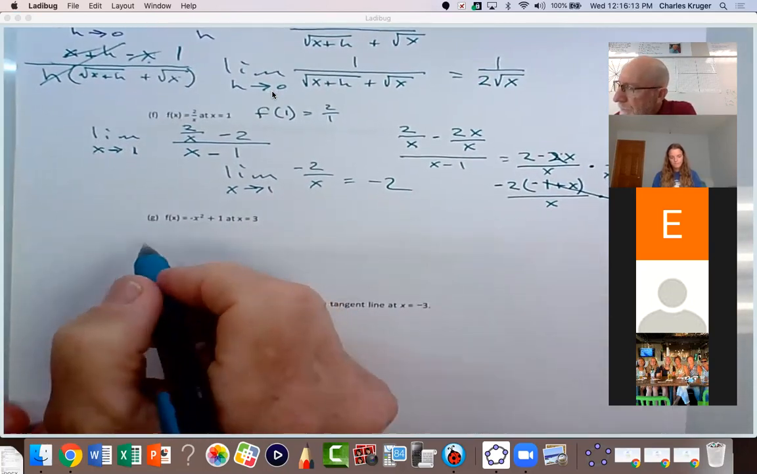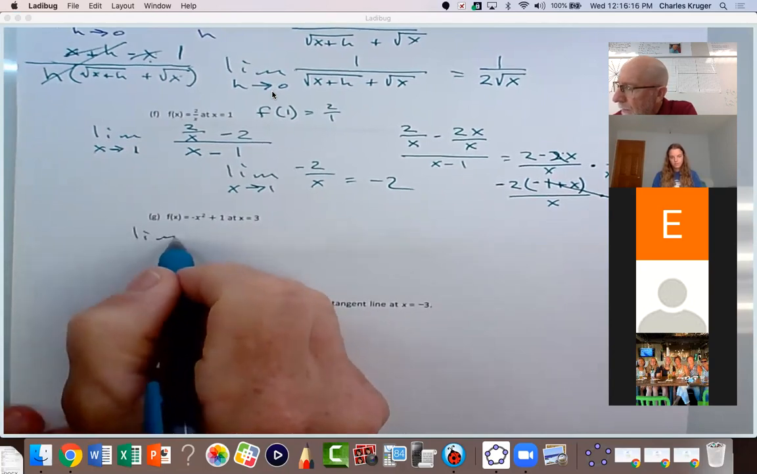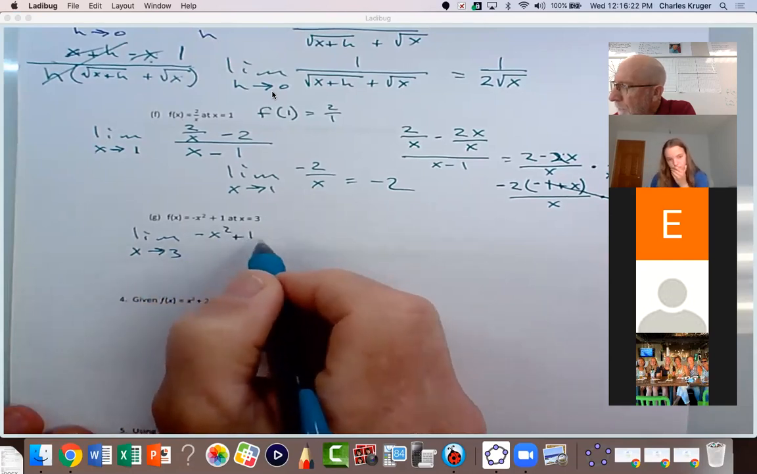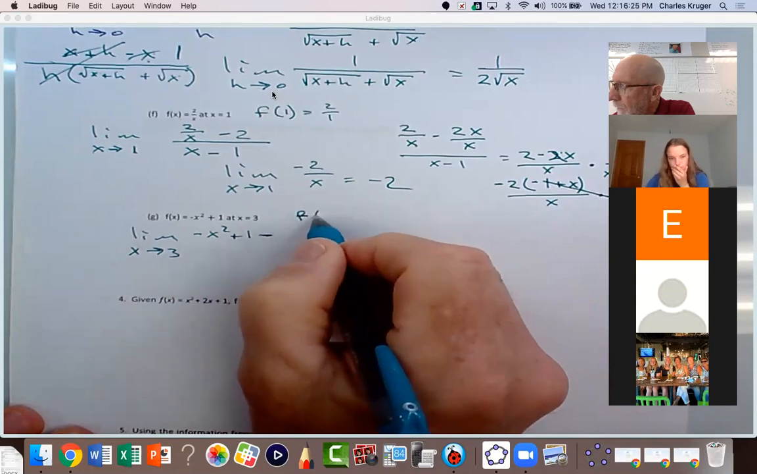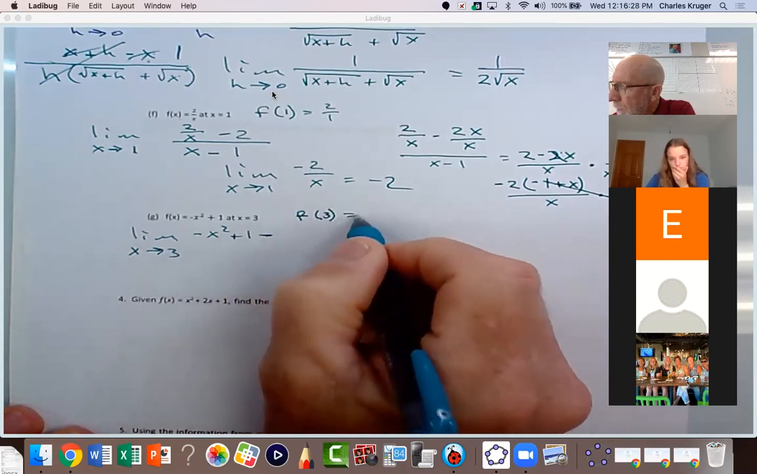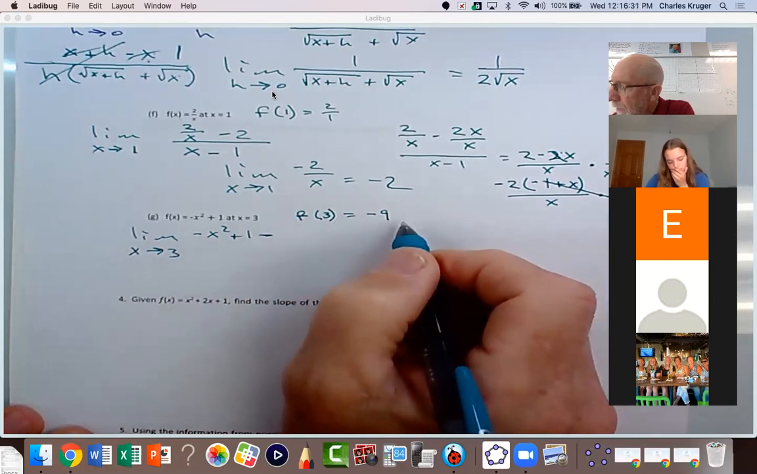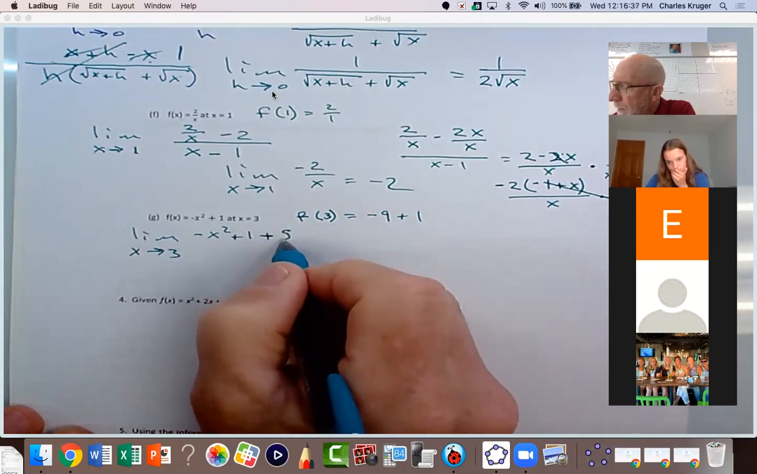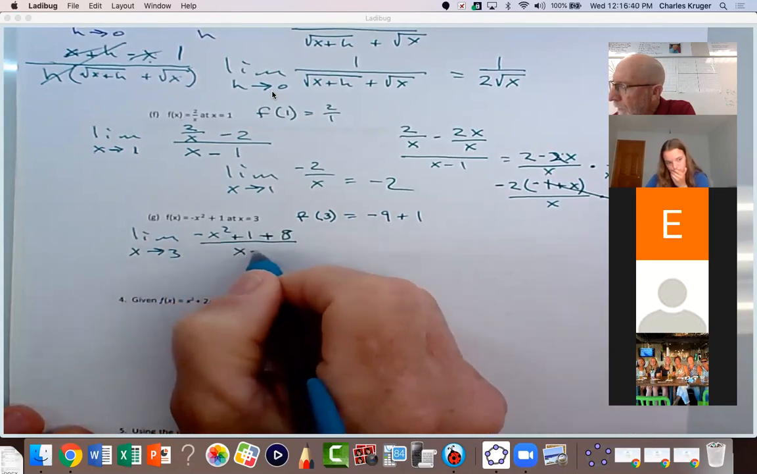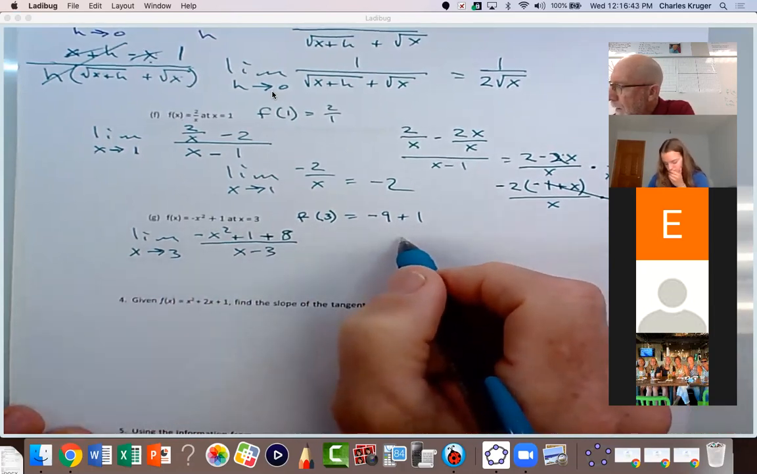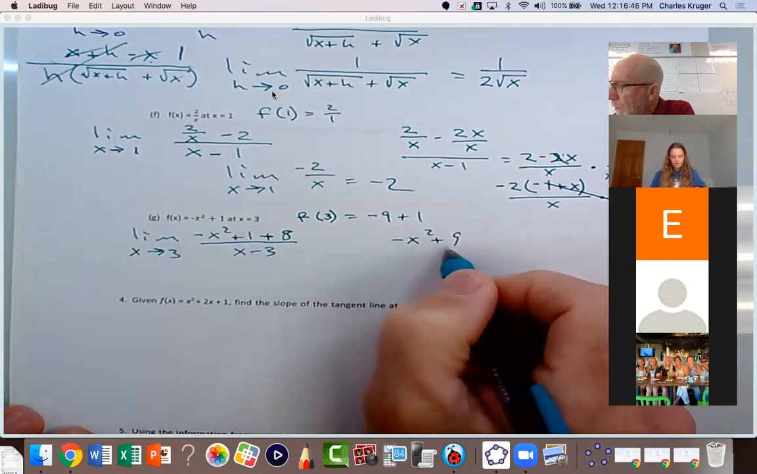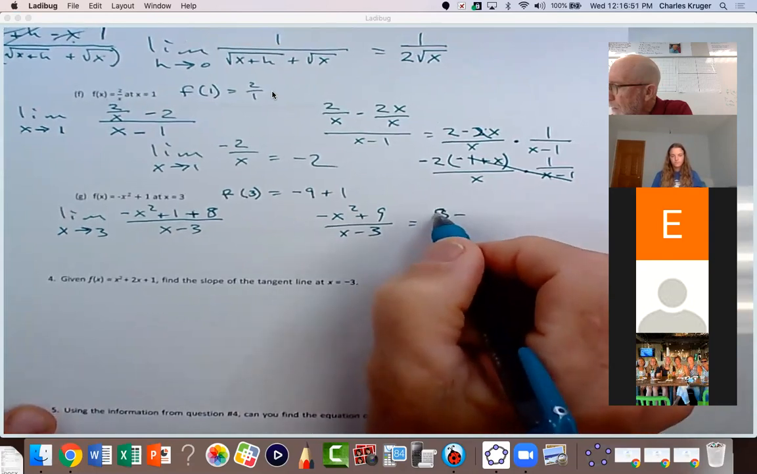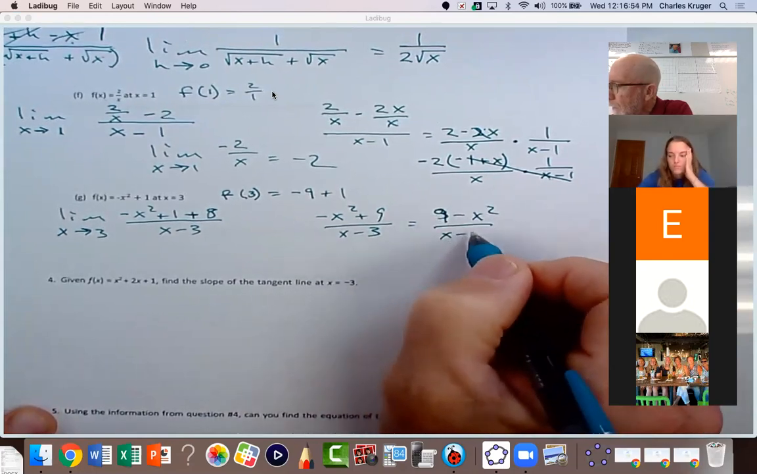Letter G, I'm going to take the limit as x approaches 3 of a negative x squared plus 1 minus, well, I got to figure out what f of 3 is, and that's going to be a negative 9, looks like, plus 1. So I'll be subtracting a negative 8, which is plus 8 over x minus 3. So this gives me a negative x squared plus 9 over x minus 3. I'm going to write this as 9 minus x squared over x minus 3.